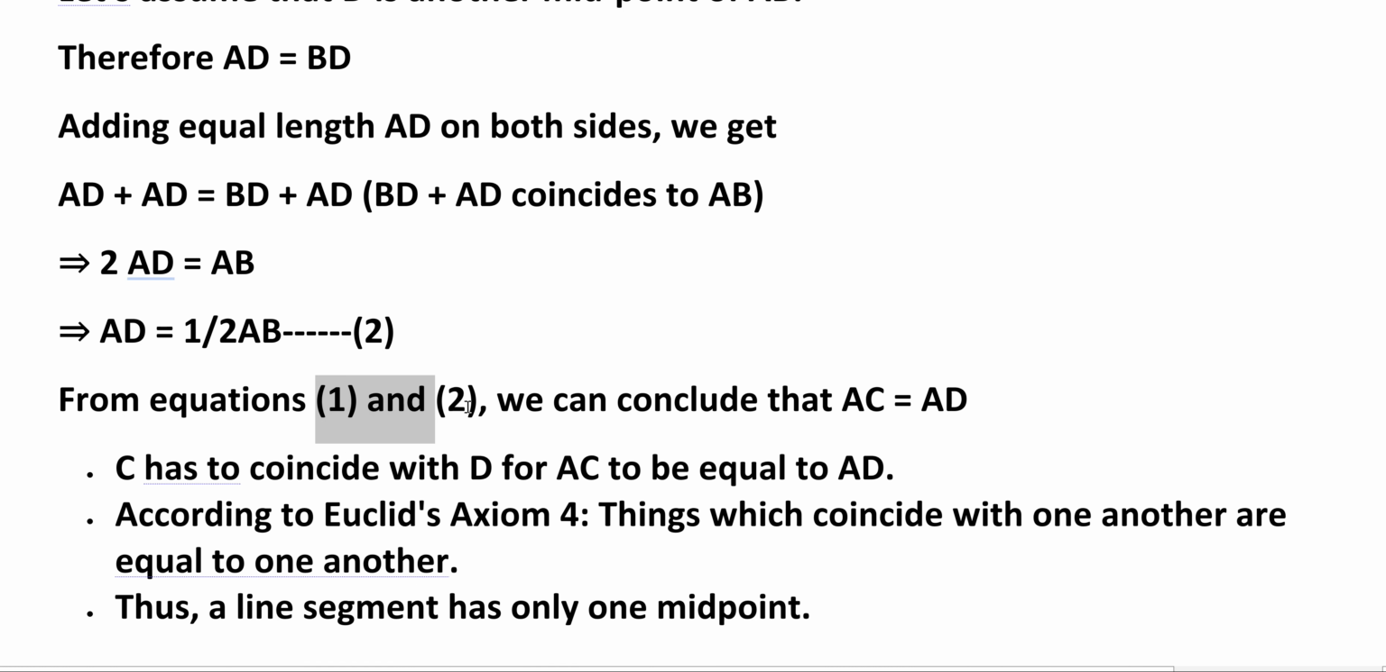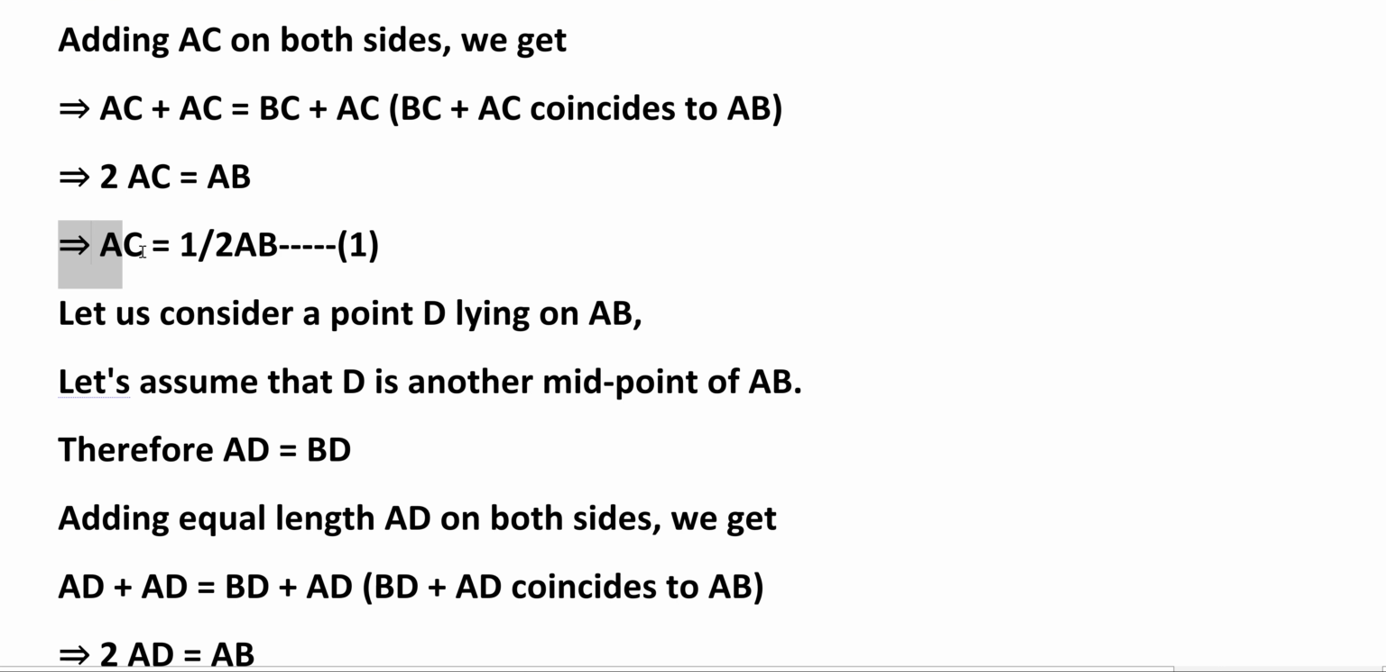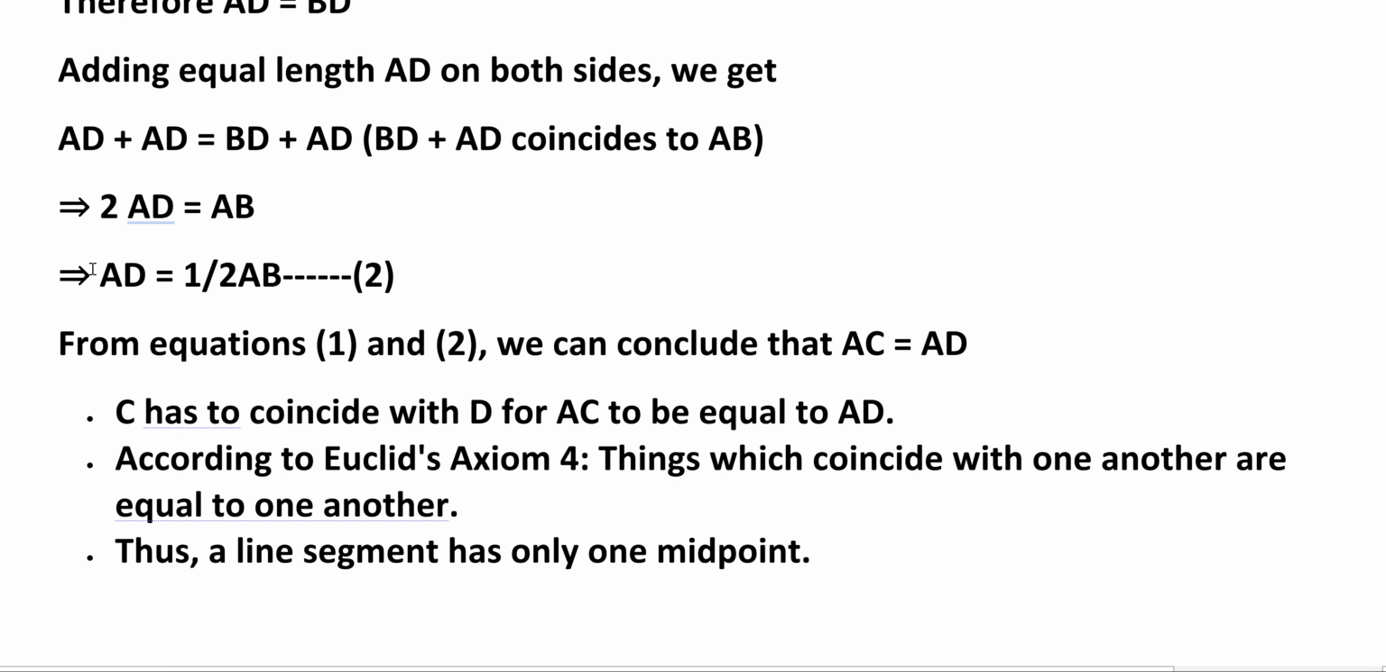Second point. From equations 1 and 2, we can conclude that AC is equal to AD. C coincides with D for AC to be equal to AD. According to Euclid's axiom 4, things which coincide with one another are equal to one another. Thus, a line segment has only one midpoint.